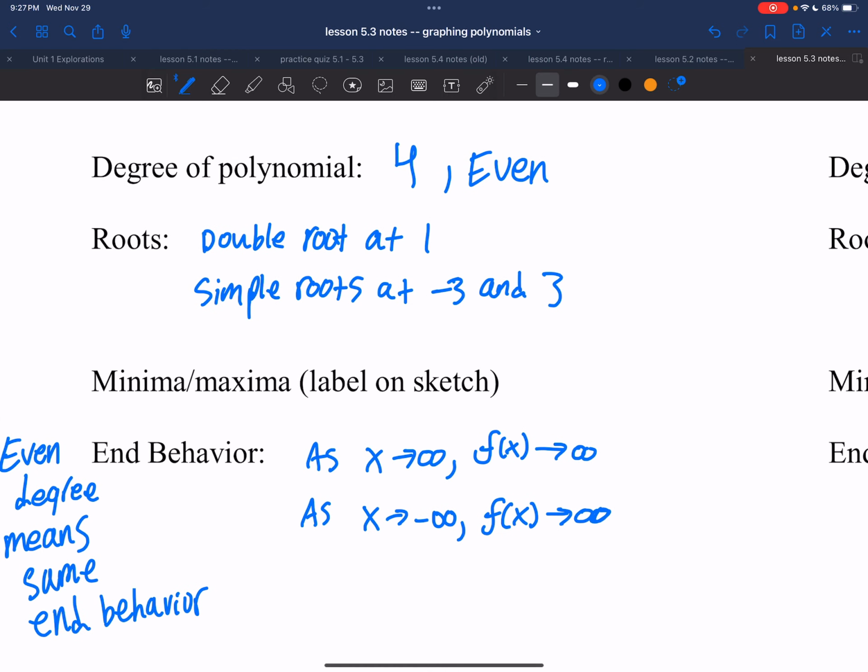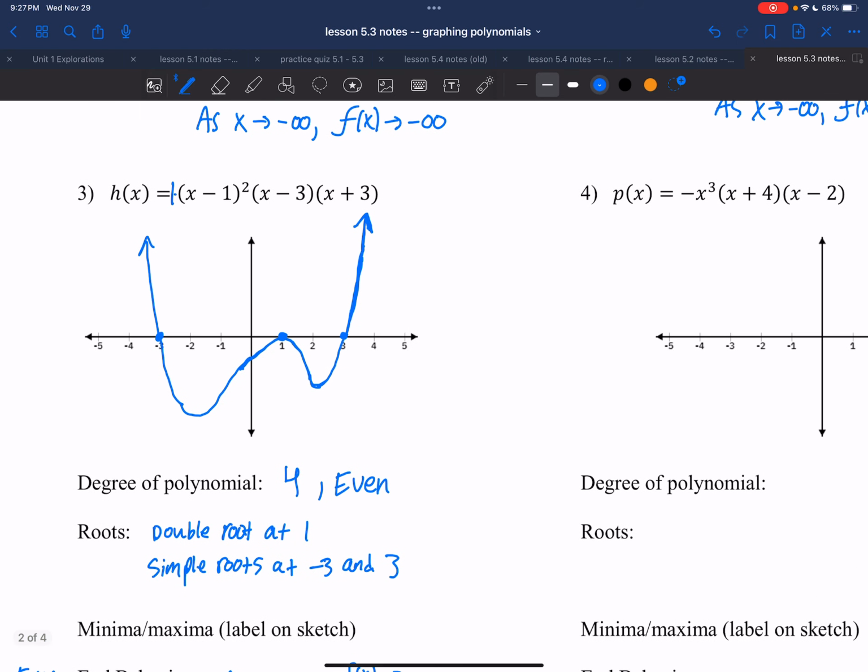It does say label minima, maxima on sketch, but the thing is, you don't really know which one is which for sure. Typically, the further apart the roots, the higher that gap is going to be. So it's a pretty safe assumption to say that that's going to be the global minimum and that's going to be the local minimum. But I would be careful with that. It's not necessarily guaranteed.